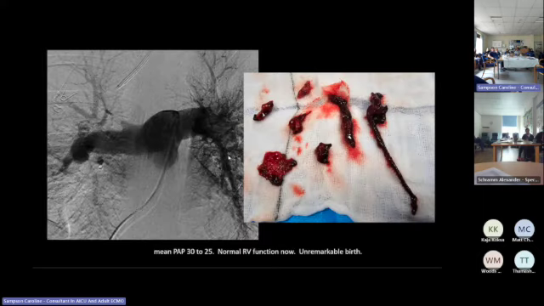So my colleague Hamza and Dr. Adair did this procedure, and the blood flow to the lungs is now much improved. That's what came out. That's proper fresh acute clot, which we managed to suck out.